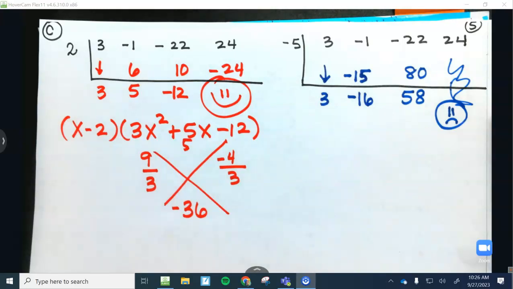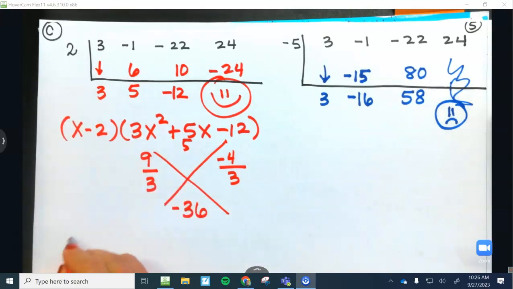Y'all, Miss Harrington lost a highlighter. Do you see it? So sad. I'll find it like in 2 years. That's okay. Okay.